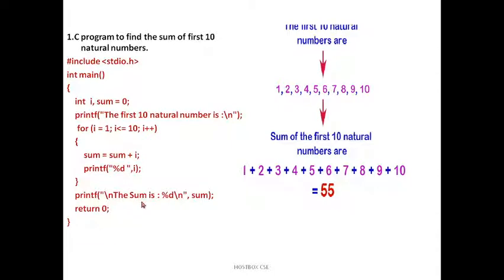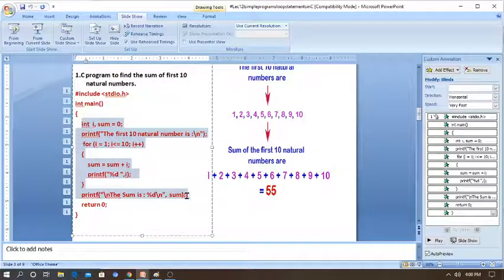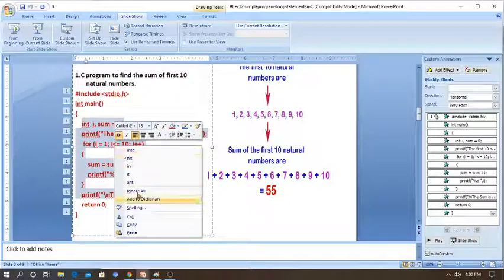Now we want to print the sum. I am giving printf("the sum is %d\n", sum) and return 0. So when I run it, it prints the sum of the 10 numbers. If you want to print 2, you can change it at runtime, or change to 20 also. 20 means 20 numbers. You may print 2, 10, like that.